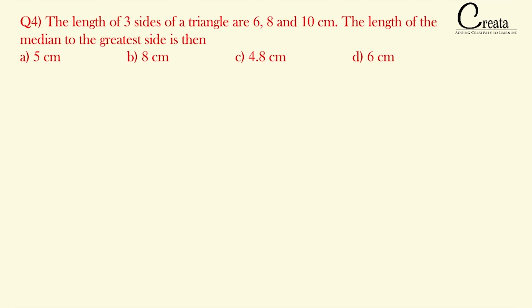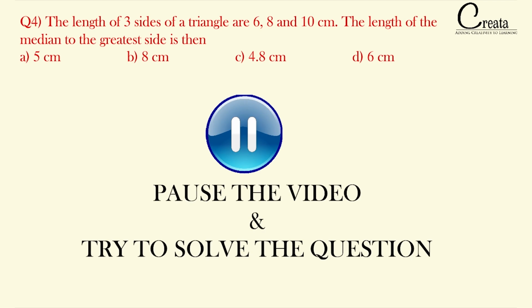The question is: the lengths of 3 sides of a triangle are 6, 8 and 10 cm. The length of the median to the greatest side is then. 4 choices are given. A is 5 cm, B is 8 cm, C is 4.8 cm and D is 6 cm.